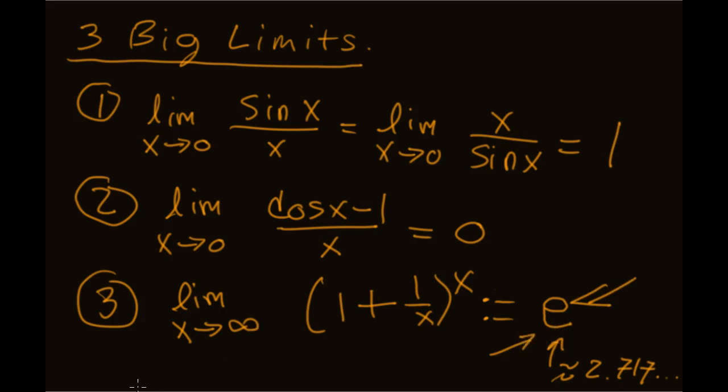All right, so today we've looked at the definition of a limit as x approaches infinity or negative infinity, and the definition of a limit as the function approaches infinity or negative infinity. We've also looked at 3 limits that you have to memorize: sine of x over x, or x over sine of x, when going to 0 is 1; cosine of x minus 1 over x when x is going to 0 is 0; and the limit of 1 plus 1 over x to the x is defined as E, Euler's constant.